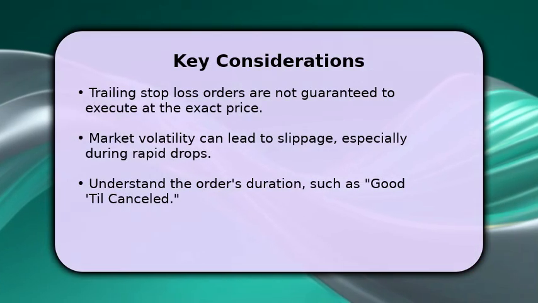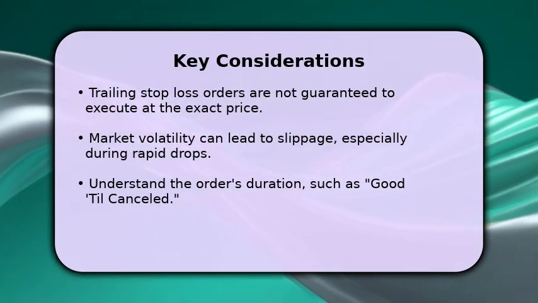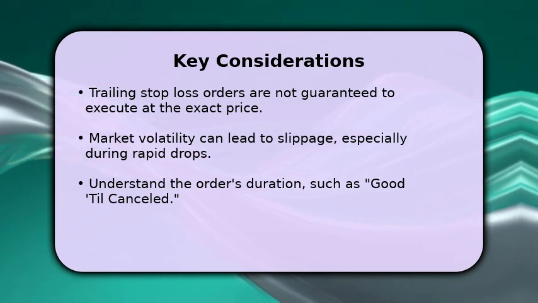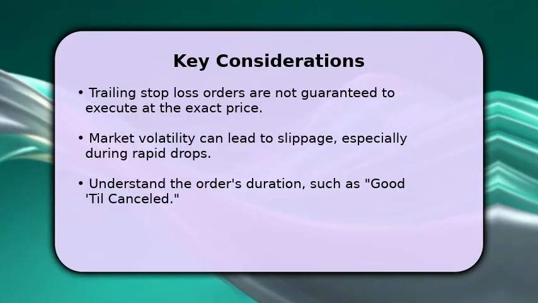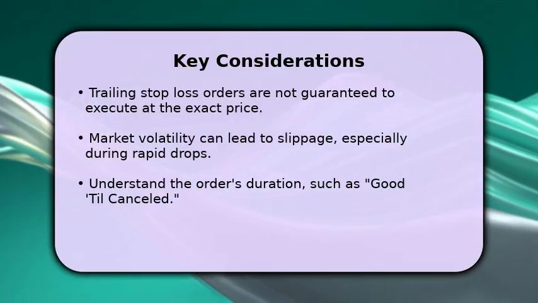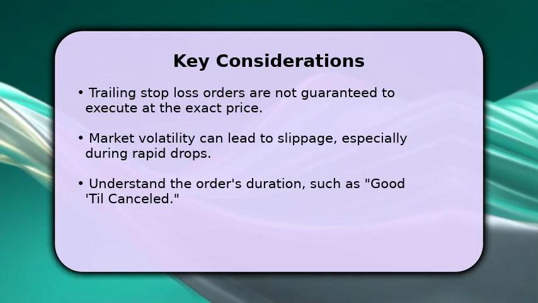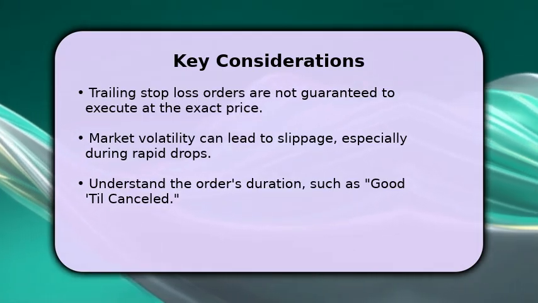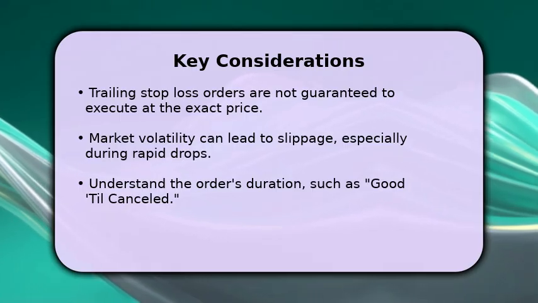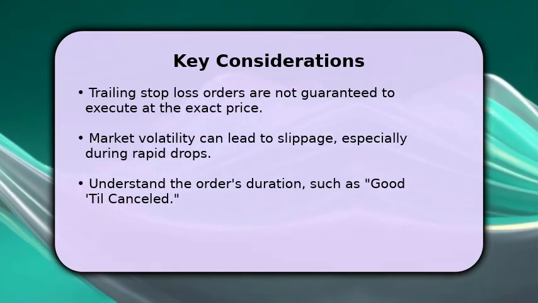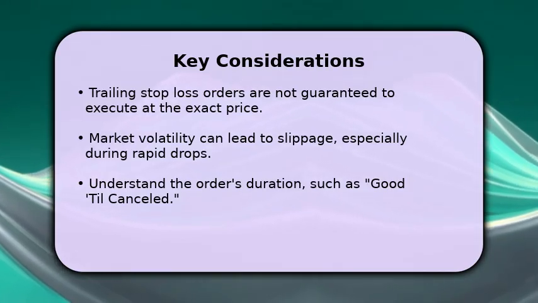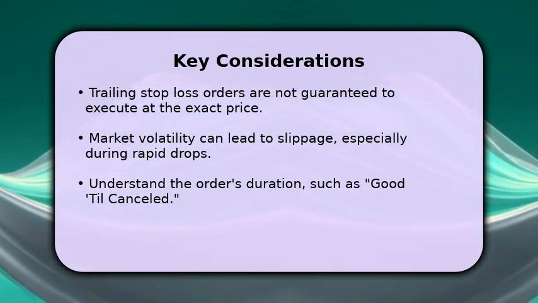It's important to remember that a trailing stop loss order is not guaranteed to execute at the exact stop price. Rapid market movements, known as slippage, can cause the order to fill at a different price. Also, be aware of the order's duration, such as good till canceled, which means it remains active until filled or manually canceled. Always review and adjust your trailing stop loss settings as market conditions or your investment goals change.